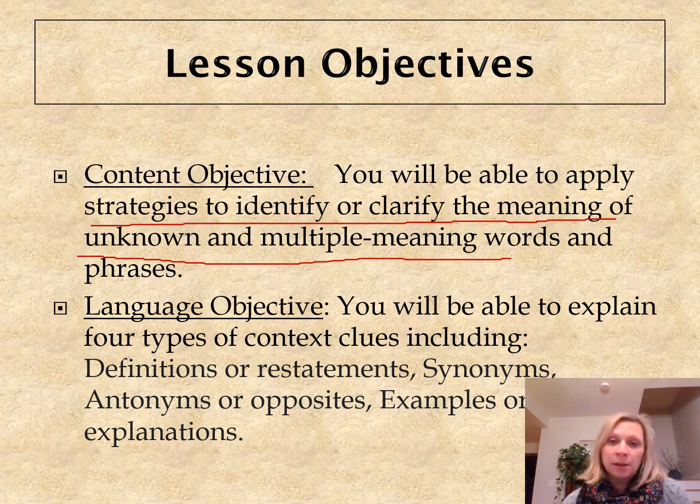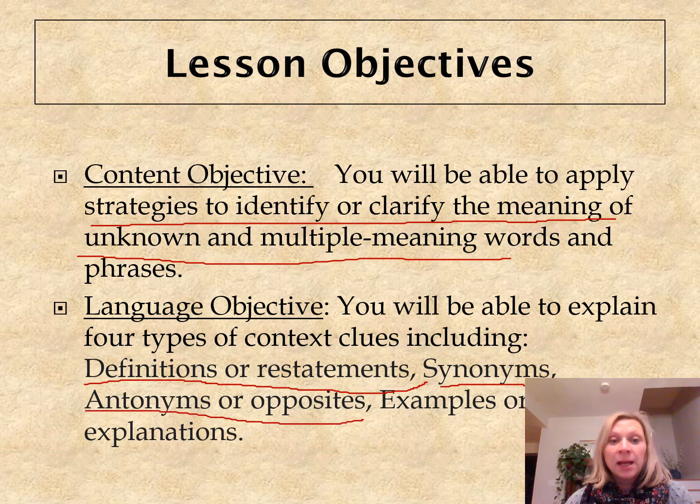Our language objective will be able to explain the 4 different types of context clues, including definitions or restatements, synonyms, or words that mean the same as the other word, antonyms, or words that mean the opposite, and examples, or explanations.